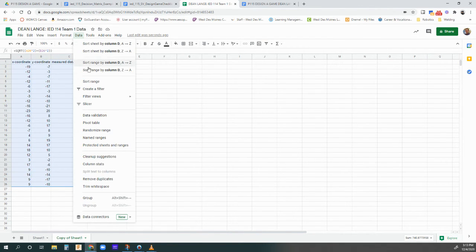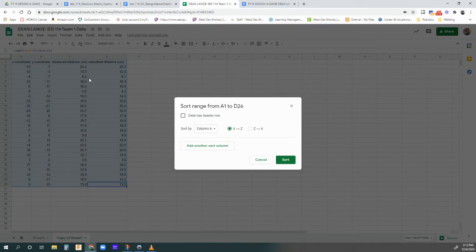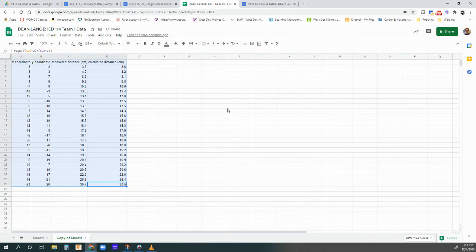Clicking on data, sort range. Now, I say that it has a header row, meaning that the top row is the information about it. And I want to sort these by the calculated distance. And I want to go from A to Z, which is basically low to high. And you'll see what I've gotten.